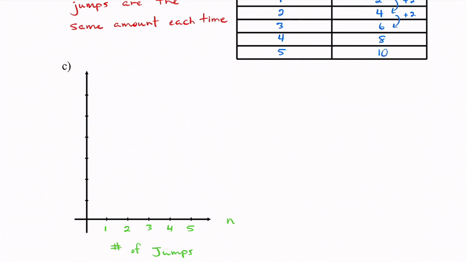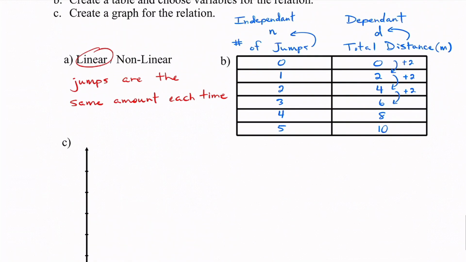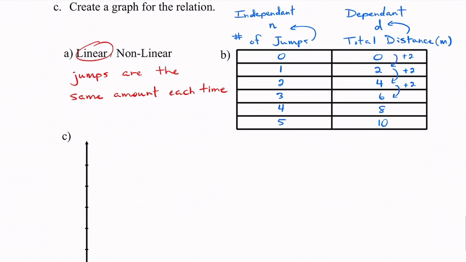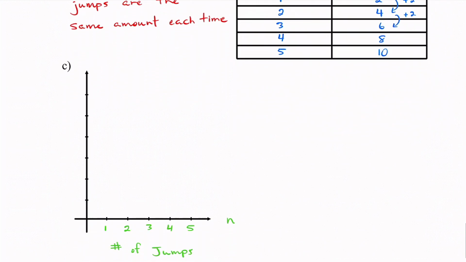Then for the vertical axis, that was the dependent variable here. So that is going to be our total distance, and it's represented by d. So I'm going to put d here, and this is the total distance. And it was being measured in meters. And then I'm going to write the measurements that we had, and it went up by 2. So I'm going to go 2, 4, 6, 8, 10, all the way up to 12.